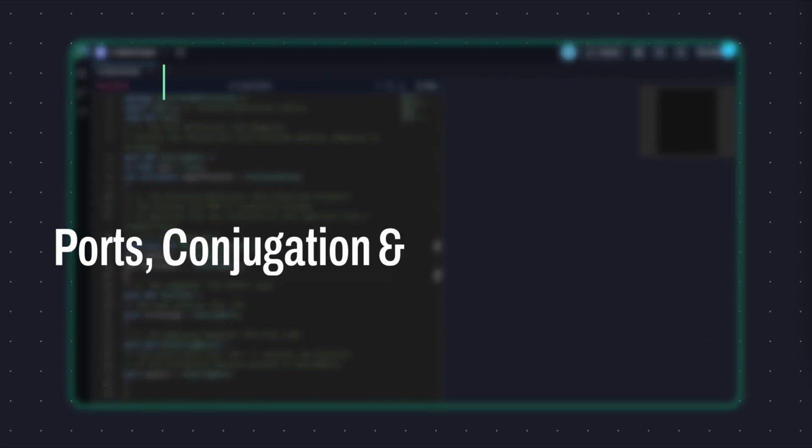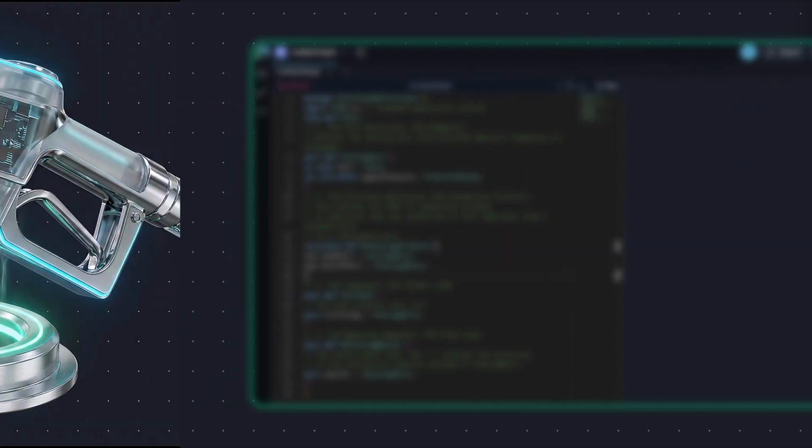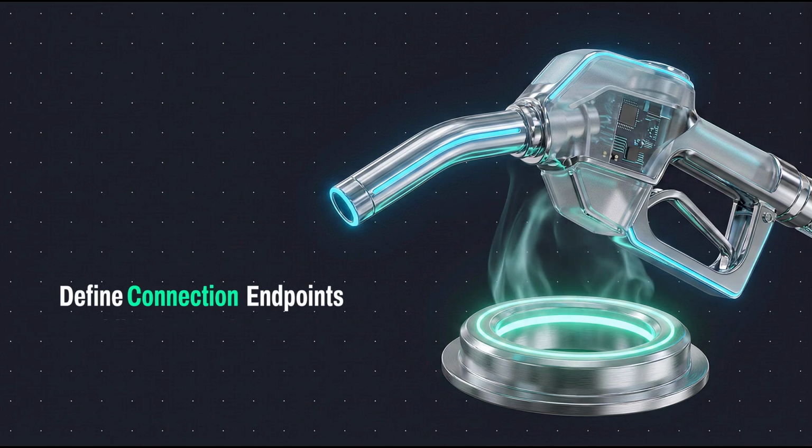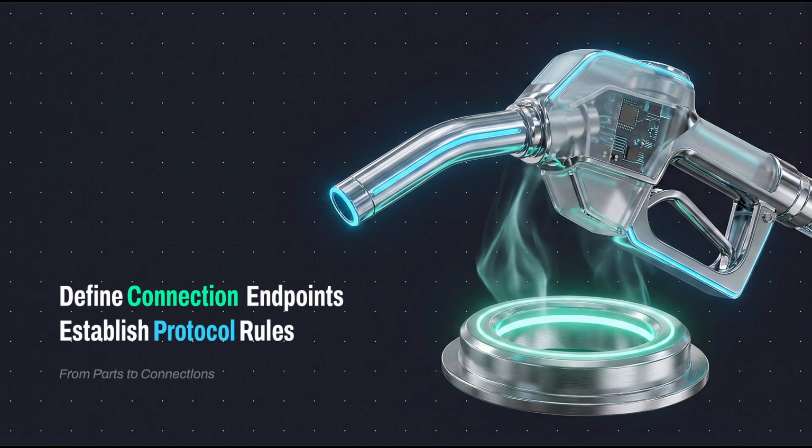In the last lesson, we built a parts tree, a hierarchy where specific parts subsetted abstract placeholders defined by a parent. Now that we have modeled the parts, in this lesson we need to define the connection endpoints and the rules that control these connection protocols.